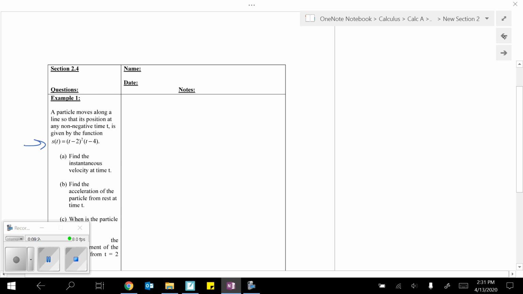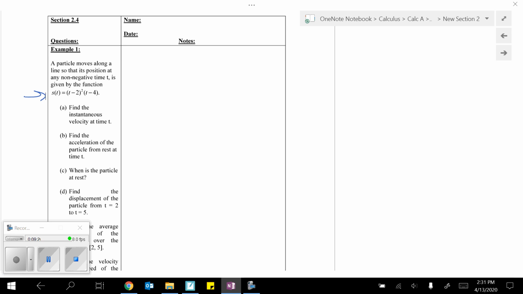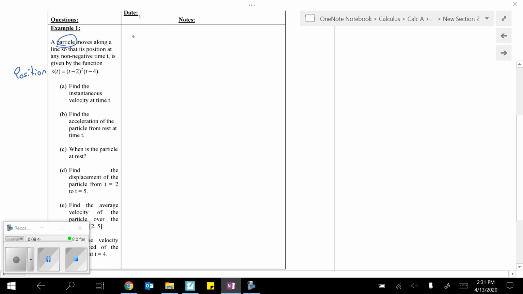So for our first example, we have a function which gives us position. We have something, I've just called it a particle. A particle moves in such a way that its position is given by this function. Then we have a whole bunch of jobs. We'll just run down the list here. Our first one is find instantaneous velocity at time t. So it's not even at a specific point in time.